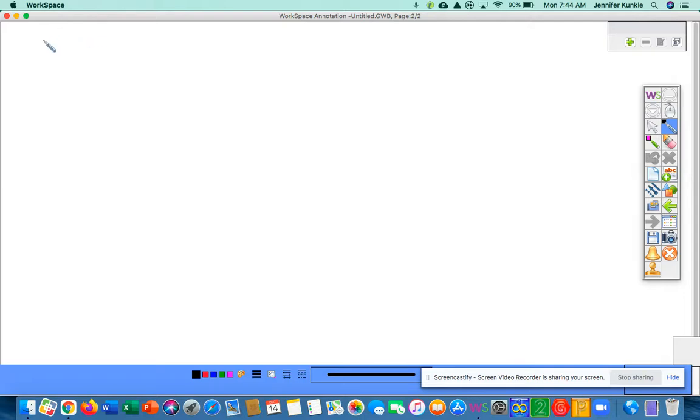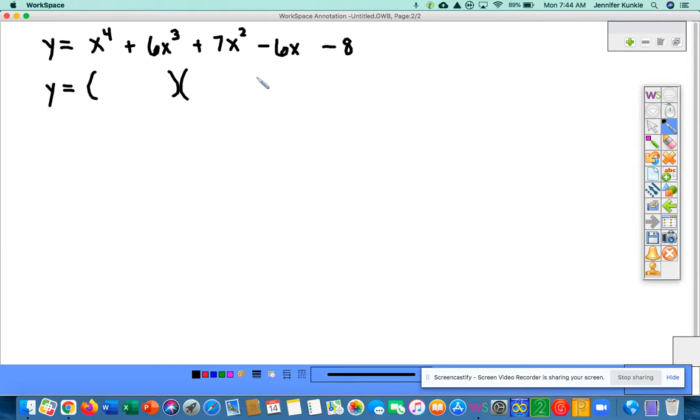All right, let's say we have the polynomial y equals x to the fourth plus 6x cubed plus 7x squared minus 6x minus 8. And again, as I've encouraged you to do, I would go ahead and consider, since this is x to the fourth, I know I'm going to have 4 factors. So I'm going to set up 4 sets of parentheses.